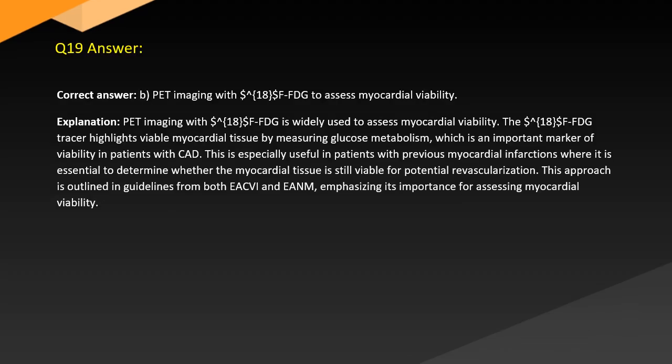Answer. Correct answer: B. PET imaging with 18F-FDG to assess myocardial viability. Explanation. PET imaging with 18F-FDG is widely used to assess myocardial viability. The 18F-FDG tracer highlights viable myocardial tissue by measuring glucose metabolism, which is an important marker of viability in patients with CAD. This is especially useful in patients with previous myocardial infarctions, where it is essential to determine whether the myocardial tissue is still viable for potential revascularization. This approach is outlined in guidelines from both EACVI and EANM, emphasizing its importance for assessing myocardial viability.